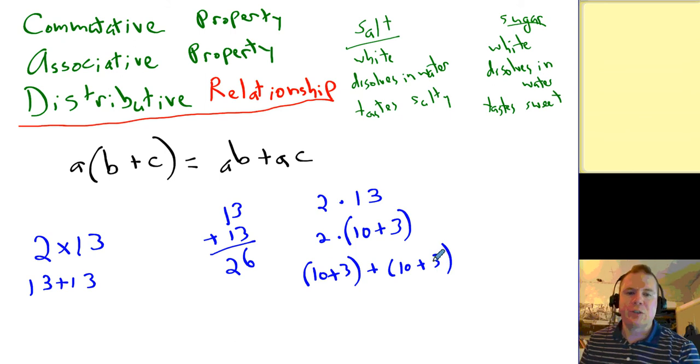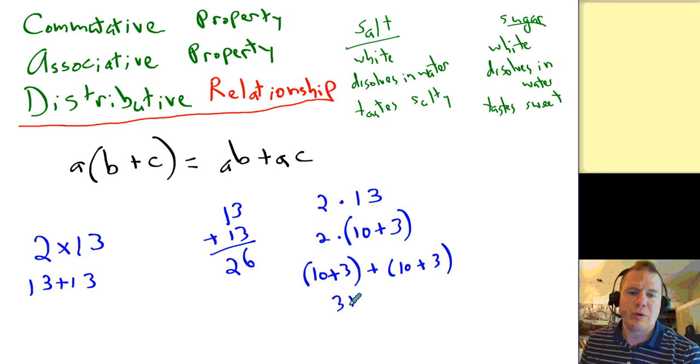This is all addition. Addition has the associative property. I don't have to associate the 3 with the 10. I could associate the 3 with the other 3. I don't have to associate this 10 with this 3. I can associate the 10 with the other 10. And that's how we do addition. 3 plus 3, I associate my 3's. And then 10 plus 10, I associate my 10's. I get 26.